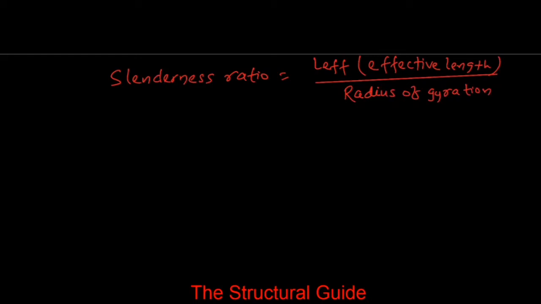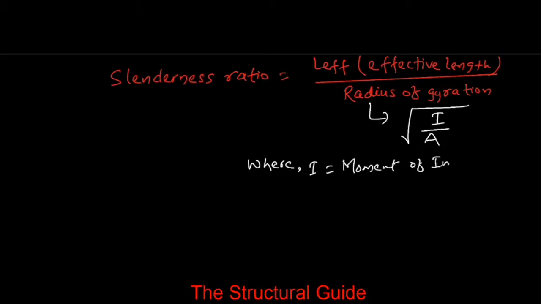Here radius of gyration is equal to under root I by A, where I is equal to moment of inertia and A is equal to area of cross section.